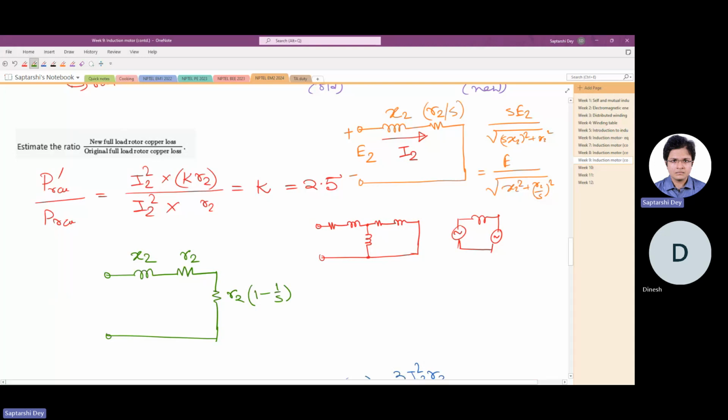Okay, let us complete this discussion. So this I2 does not change after doing this jugglery. So the rotor copper loss is I2 squared R2. This is the rotor copper loss. And if you do I2 squared R2 by S, that is the per phase air gap power.